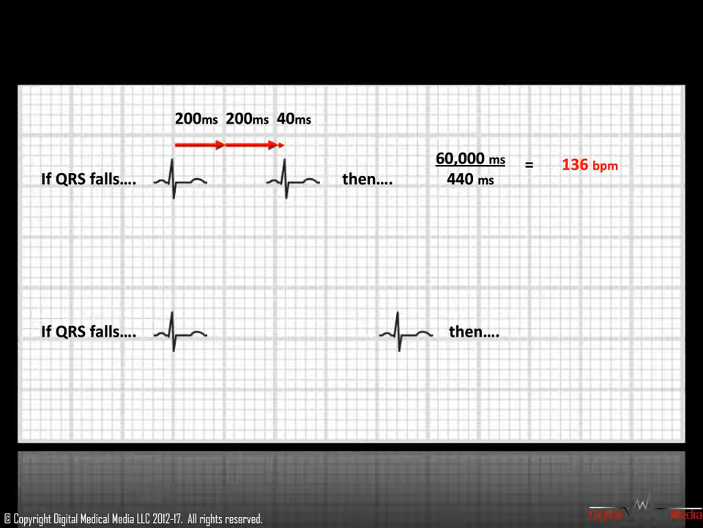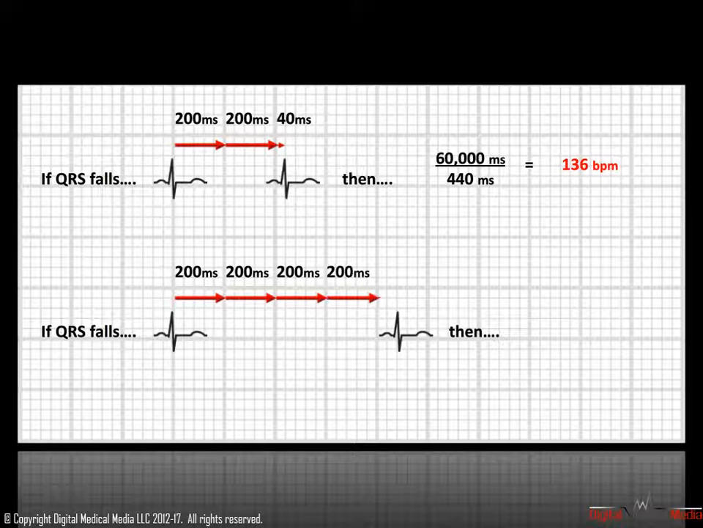If instead we counted across 200, 400, 600, 800 milliseconds plus two small boxes, 840, 880, and divided 880 milliseconds into 60,000, we get a heart rate of 68 beats per minute. In this way, you can get a more precise determination of heart rate if it is actually needed.